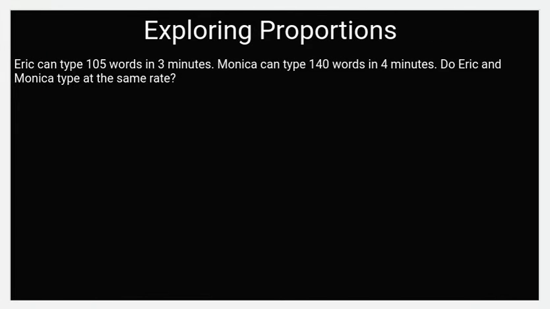Okay, let's have a word problem in this. Eric can type 105 words in 3 minutes. Monica can type 140 words in 4 minutes. Do Eric and Monica type at the same rate? Let's find out. So this is Eric typing 105 words in 3 minutes. Now this is not actually a ratio.